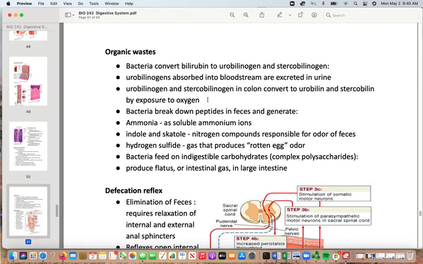The bacteria break down the peptides in feces, so this will create some ammonia. Indole and skatole are nitrogen compounds that help give the odor to feces. Hydrogen sulfide is a gas that's produced that can give a rotten egg type odor. And then the bacteria feed on the indigestible carbohydrates. This is why that fiber is so important. So they can produce flatulence or intestinal gas.